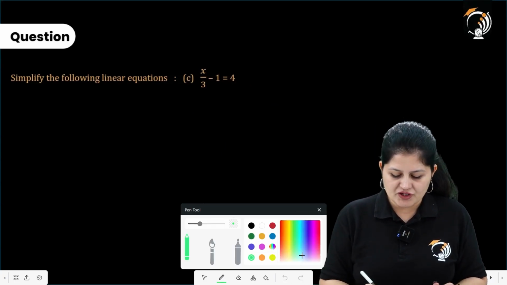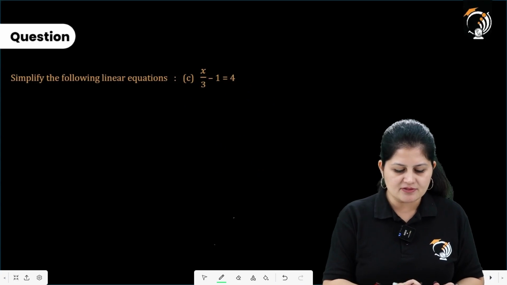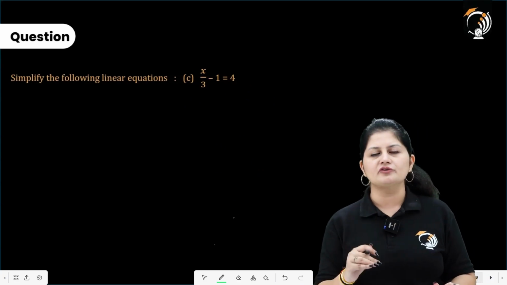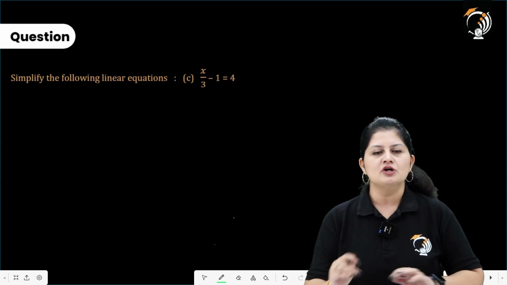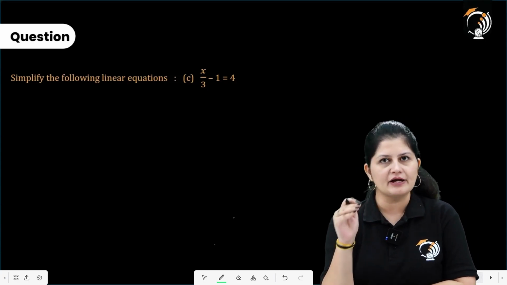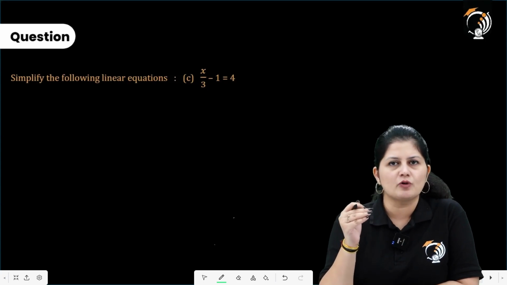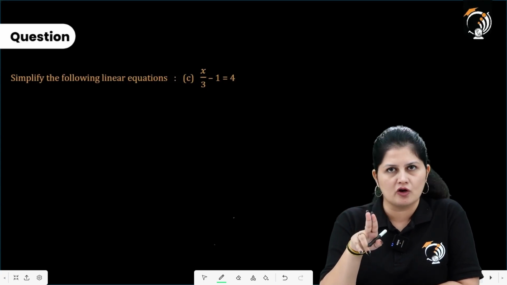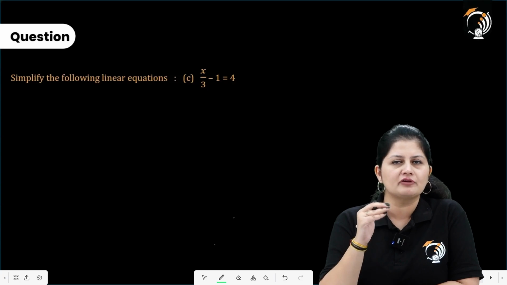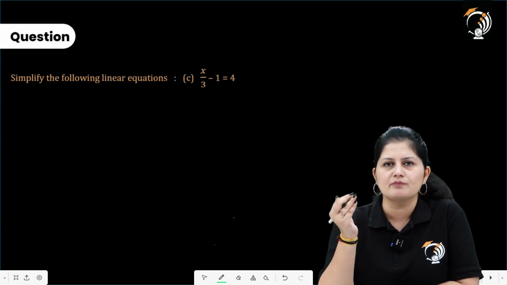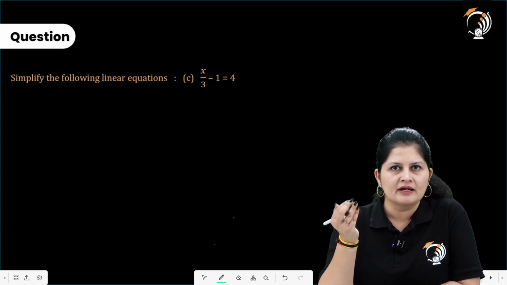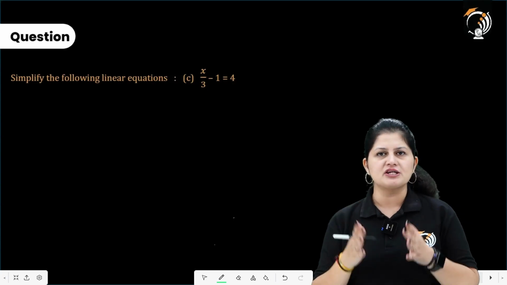Moving to one more sub part of it, which says x minus (x over 3) minus 1 is equal to 4. As I told you, we always try to keep the variables on one side. There are two ways of solving it. One is we can shift minus 1 to the other side, or we can simply add 1 on both the sides. Correct? So I'm going to teach you with both the methods.